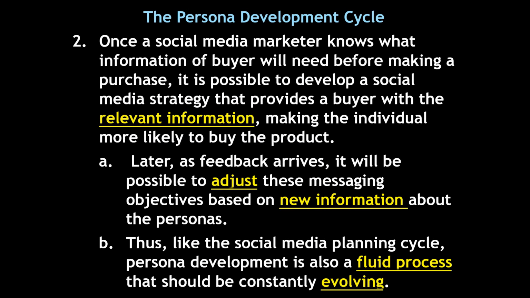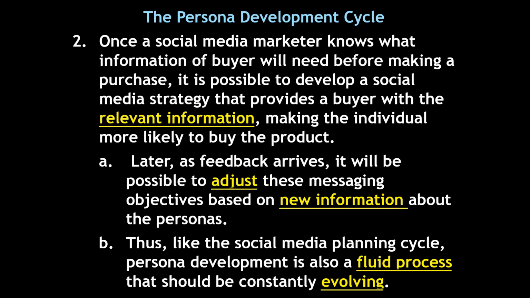Once a social media marketer knows what information a buyer will need before making a purchase, it is possible to develop a social media strategy that provides a buyer with the relevant information, making the individual more likely to buy the product. Trying to appeal to your target audience on a certain psychological and emotional level, using your information and sharing it with them in a way that connects with them personally can be very effective in reaching your successful outcome.